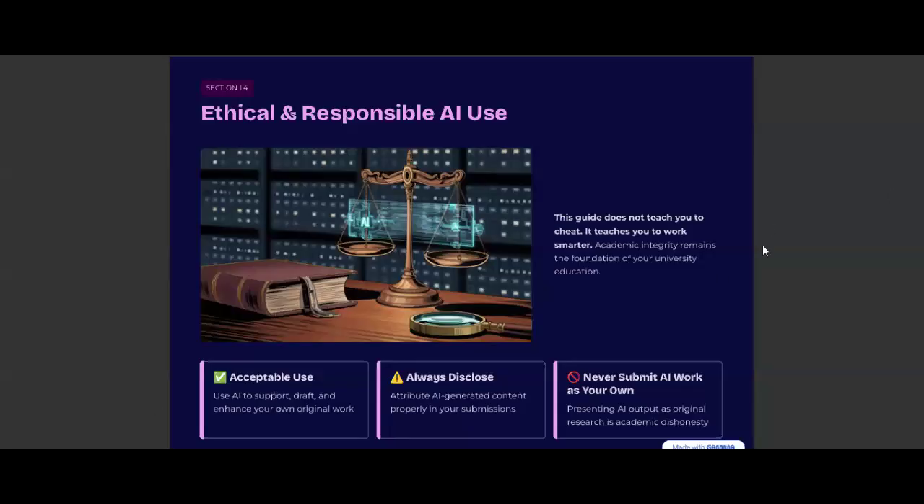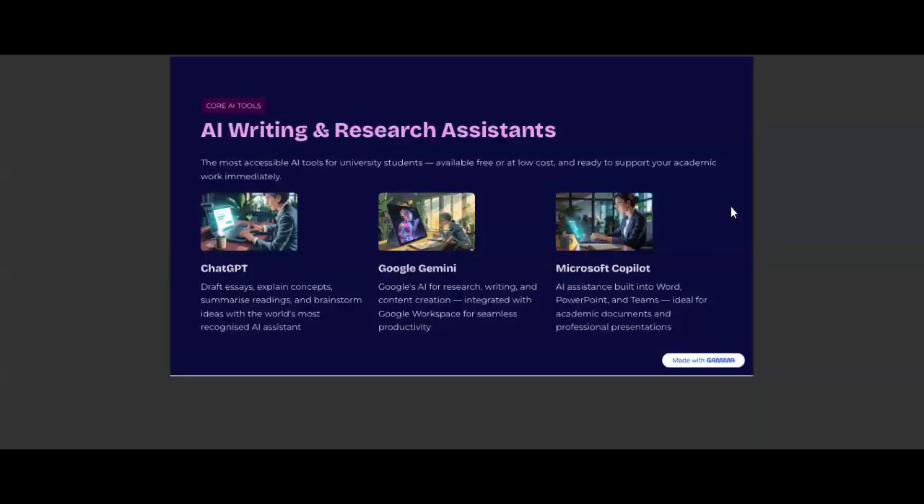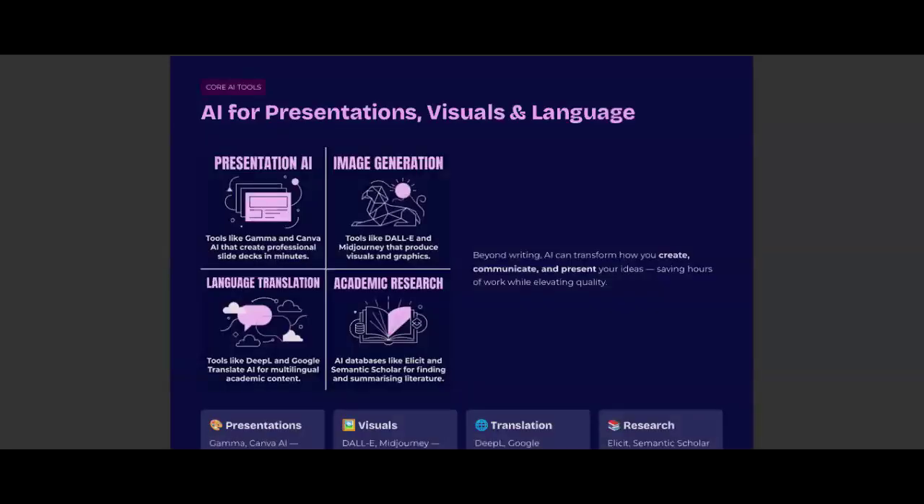Okay, so to finish this session, let me tell you that you have writing research assistants such as ChatGPT, Google Gemini, Microsoft Copilot. It wasn't listed on the original table that I shared with you. Also, you have here, let me see.